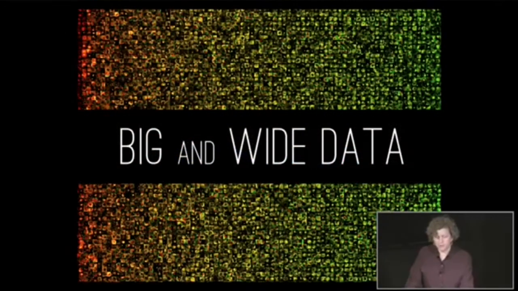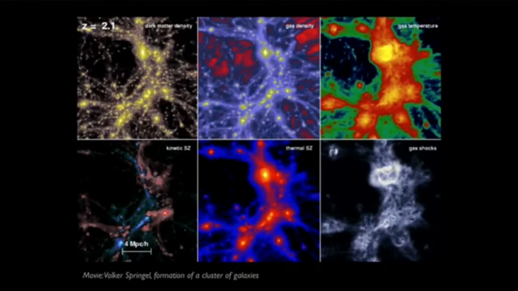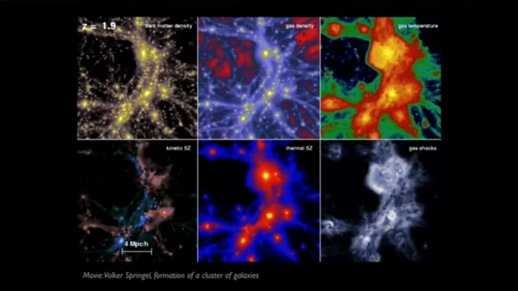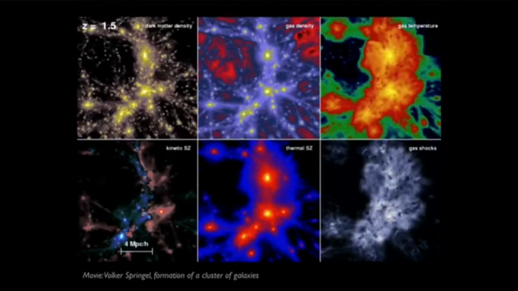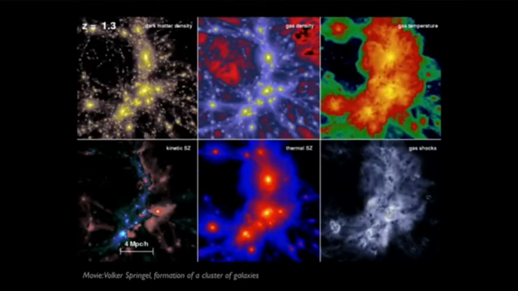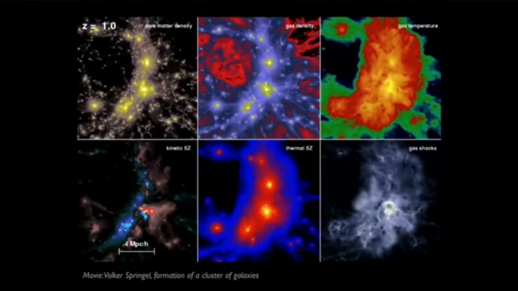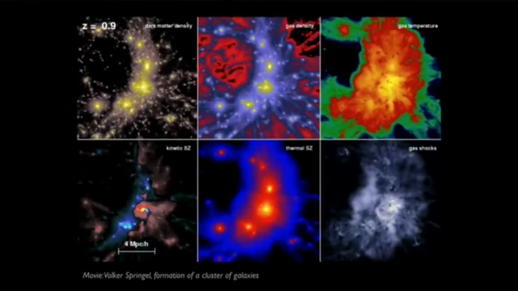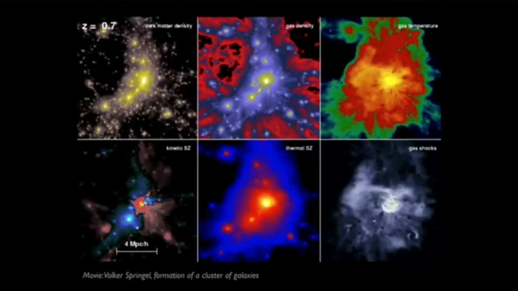And then I promised I would show you an example of a case where you have big and wide data. And I know we have plenty of theorists and simulators in the audience, so let me choose an example from simulations. These are some movies from Volker Springel, where you see many different quantities, dark matter density, shocks, etc. 6 different quantities plotted here for a simulation of the formation of a cluster of galaxies over time. So there's a lot of information in that one plot.